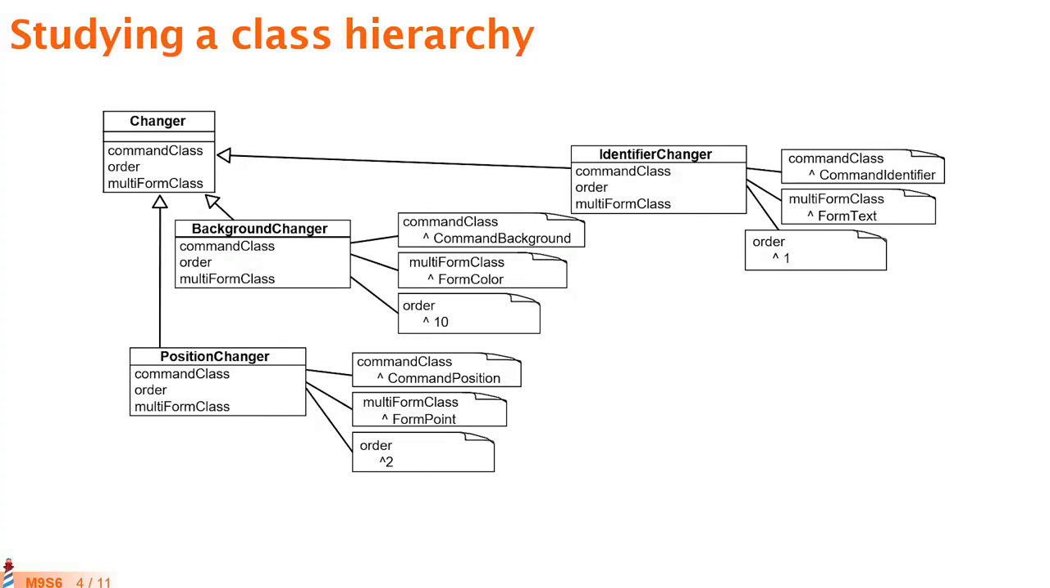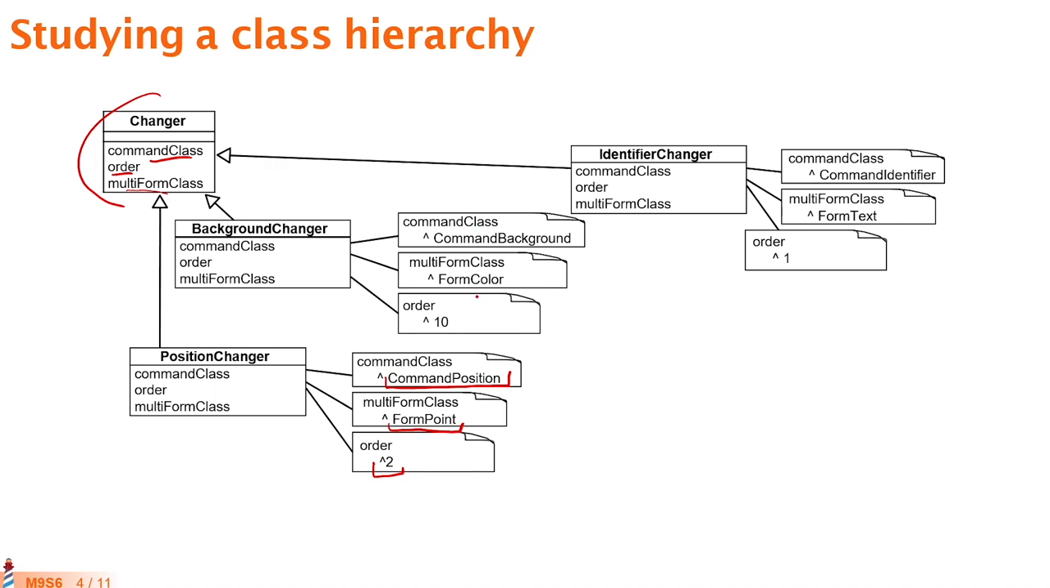I did a sketch of that. So imagine the following hierarchy. You have a class Changer that has different methods. It has the methods commandClass, order, and multiformClass. And for example, a subclass PositionChanger will implement these three methods, and Background will implement the three methods, and Identifier will implement the three methods. For example, Position will just return the command pattern as the associated command class, like CommandPosition. The multiformClass will return FormPoint, and for example, the order will return 2.